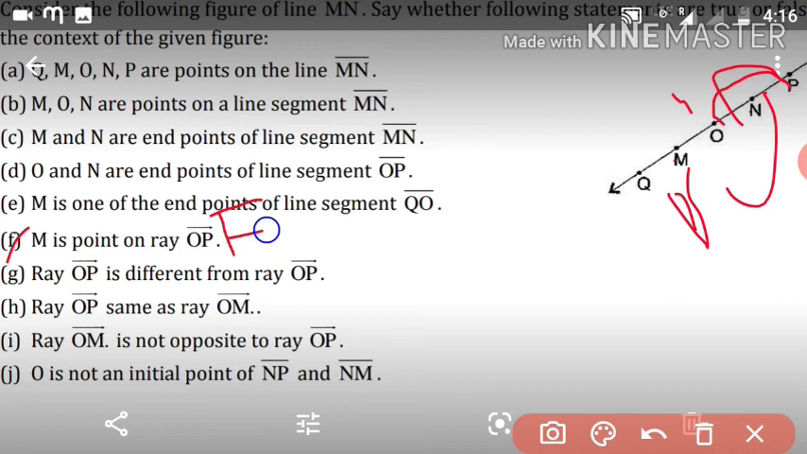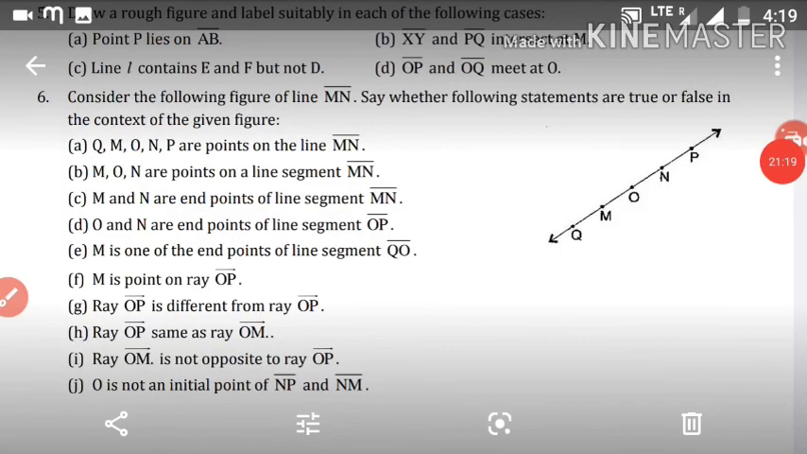Now G: ray OP is different from ray OP. So this question, I think there is a printing mistake. Let me check this question once again. Here it is given ray OP is different from ray OP. Let me check the question again. F is false. Okay, first you write down F is false.